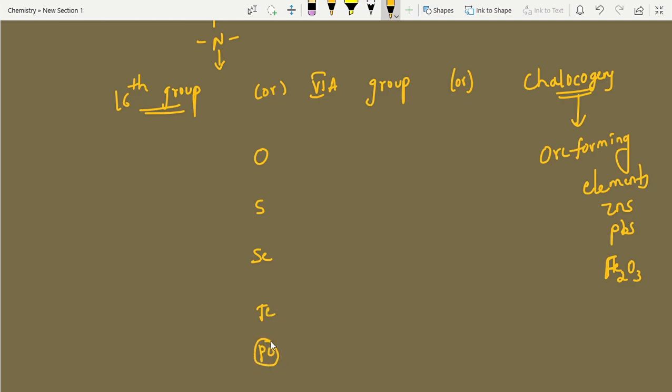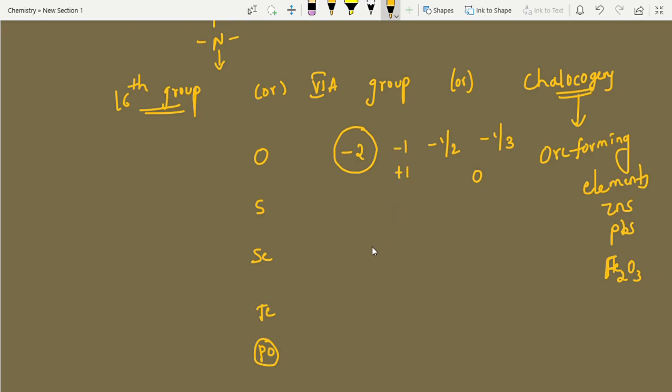Polonium is a radioactive element. Oxygen's common oxidation states are minus 2, plus 1, minus 1, minus 1/2, minus 1/3 and 0. These are the common oxidation states of oxygen. It can show these, but in the majority of cases it shows minus 2. Oxygen is the second most electronegative element in the periodic table. Plus 1 is also there with oxygen, with fluorine. So minus 1 is there and plus 1 is also there.